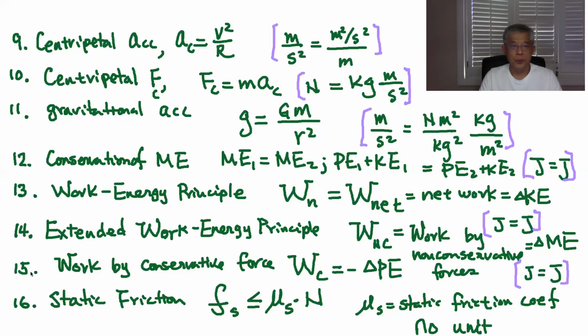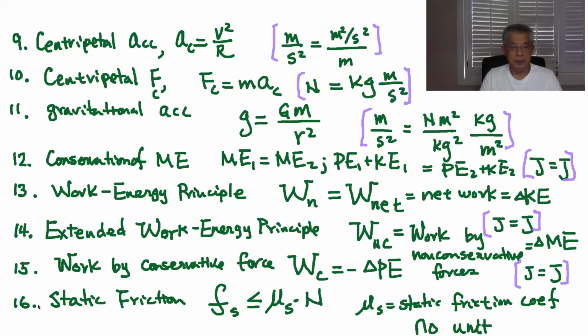Number 15, work by conservative force, W_C. C stands for conservative. Conservative forces, examples are gravitational force, electric force, spring force. The work done by this type of conservative force will be equal to the negative of the potential energy change.